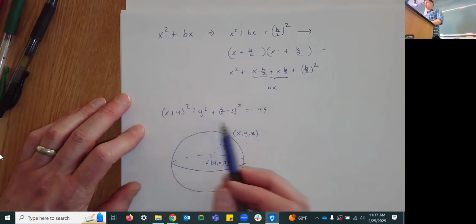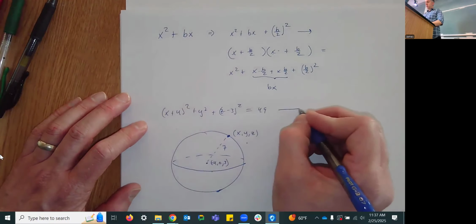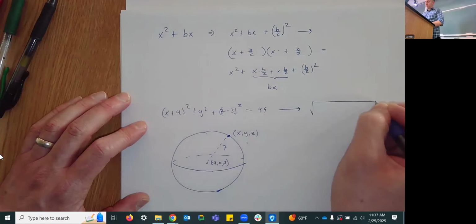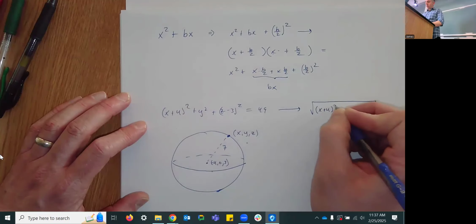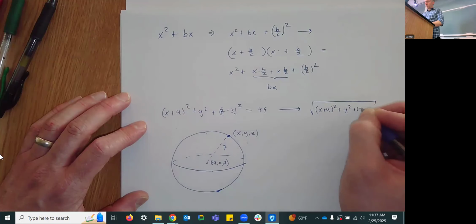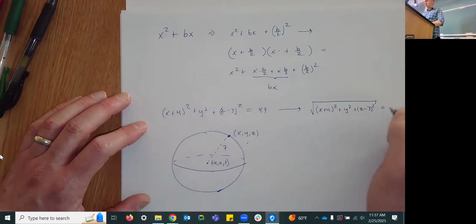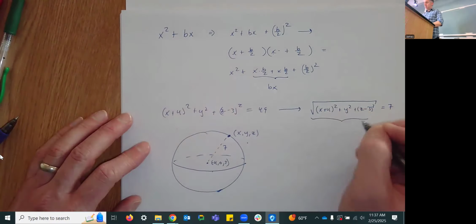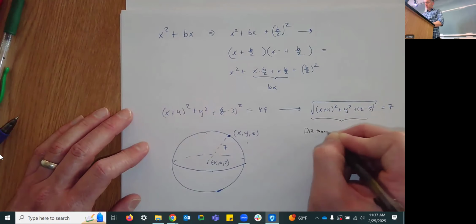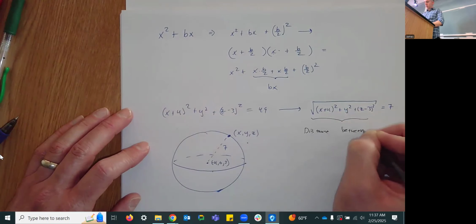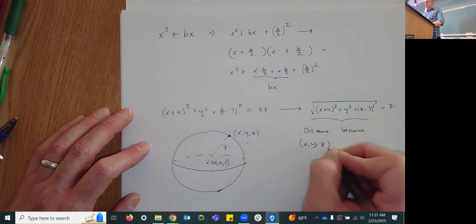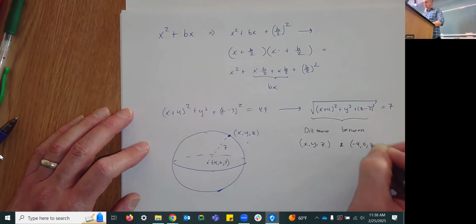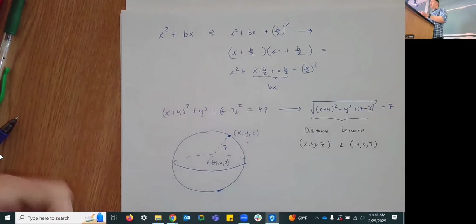And I'll point out that if you square root both sides of this equation, we get that the square root of (x plus 4) squared plus y squared plus (z minus 3) squared is equal to the square root of 49, which is 7. And this left-hand side really just represents the distance between the point x, y, z and the center negative 4, 0, 3. If you want to find the distance between 2 points, the distance formula in 3 dimensions is essentially the same as it is in 2 dimensions. You're just adding on a third piece.